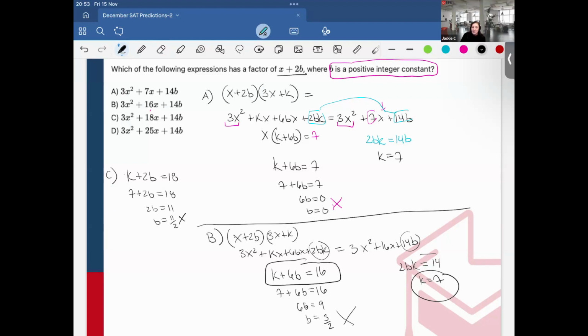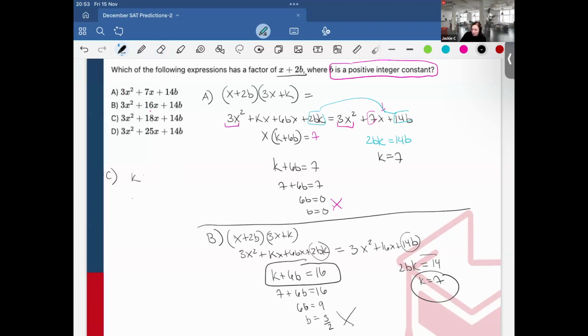Okay, and I'm so sorry. I wrote that incorrectly. I thought something seemed off, but it still won't work. It was k plus 6b. I put 2b. Very sorry. Good thing I caught it now. Okay, so k plus 6b is equal to 18. So then we do 7 plus 6b is equal to 18. 6b equals 11, and b equals 11 over 6, again, does not work.